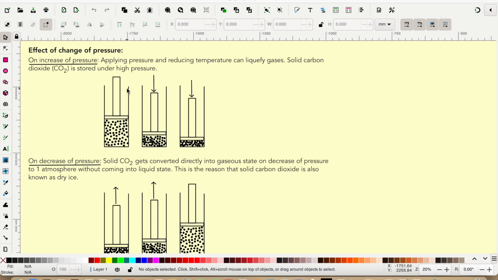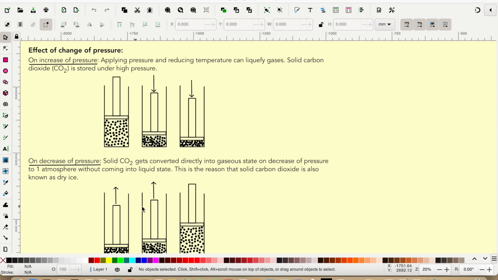This is a cylinder, this is a piston, and gas is filled inside it. If you push the piston down the cylinder, pressure on the gas will increase and the distance between particles will decrease. Slowly gas will change to liquid and liquid to solid. By this process, carbon dioxide changes to solid carbon dioxide, which is also known as dry ice.